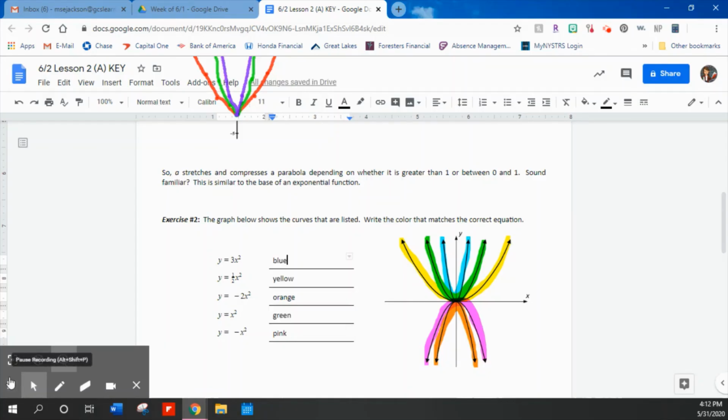Okay, check your work with my work. You notice the 1/2 x squared is the fractional piece. It's between 0 and 1, so it actually compresses it. So that means that it's the wide one right there.